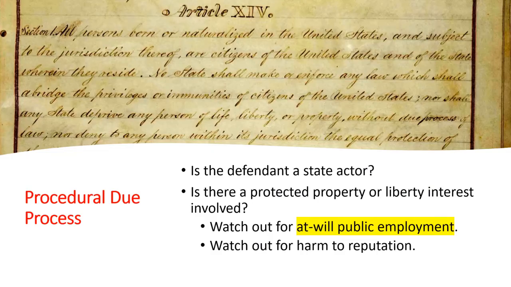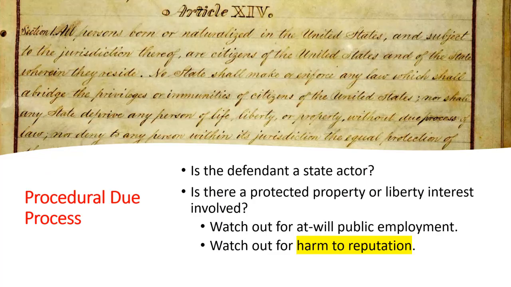So here are the two fact patterns to watch out for. Number one is termination of public employment. Under what circumstances do you have a property interest in public employment, and under what circumstances do you not have a property interest in public employment? The second fact pattern that you want to look out for is harm to reputation, when that's all there is, harm to reputation standing alone. Is your reputation a property interest? So the government does something to ruin your reputation. Is that a liberty or property interest that entitles you to due process before the government ruins your reputation? Very interesting question.